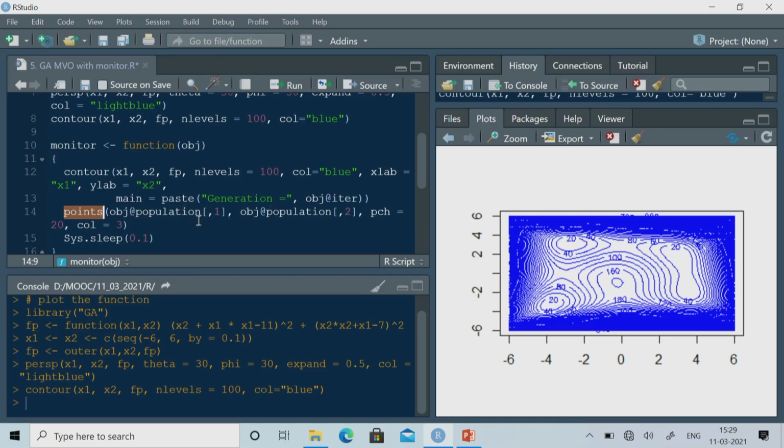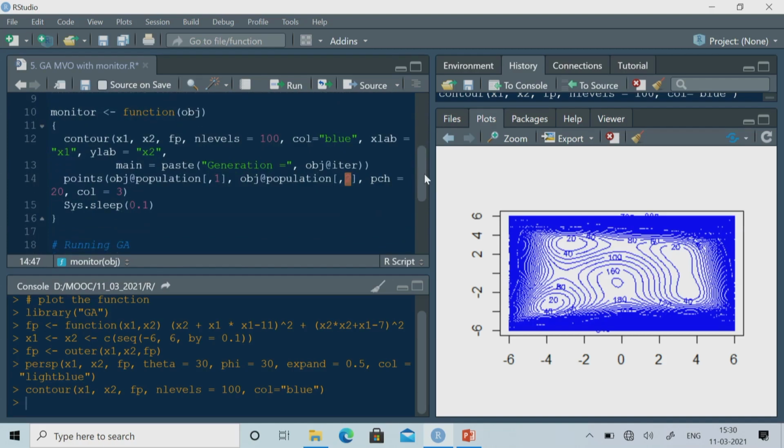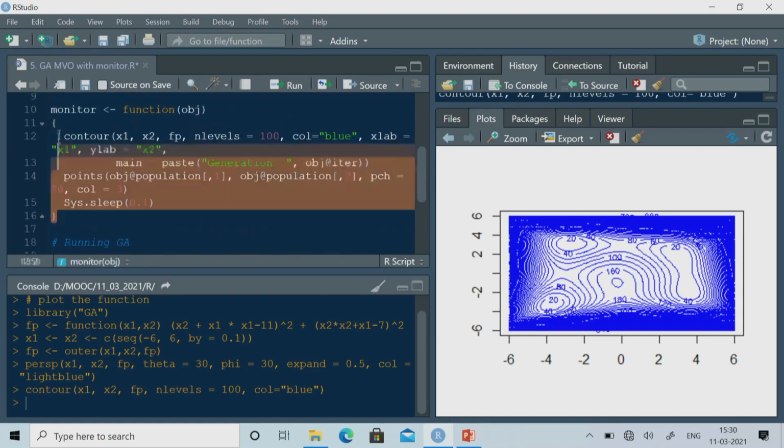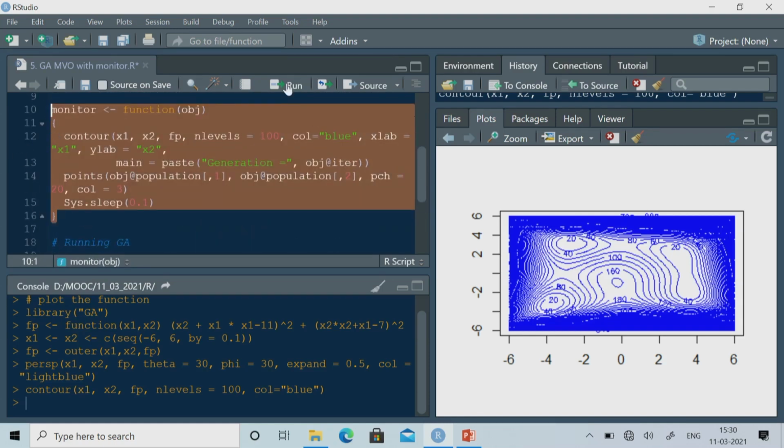In this case there are two variables. Therefore, the first one gives you the first variable, this is x1, and I am writing comma 1, that means first variable for all rows, and similarly for the second variable for all rows. Okay. And then pch I am using 20, so it will give you circular shape, and then color I am using 3, and then system will go for sleep for 0.1. So, this is the monitor function. So, let us execute this.